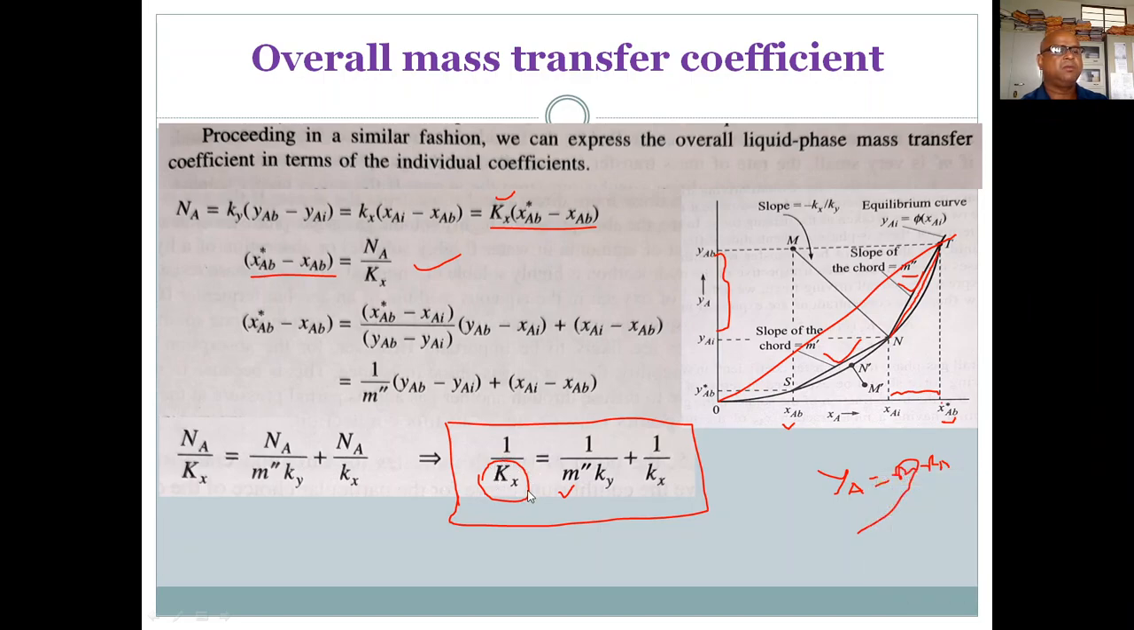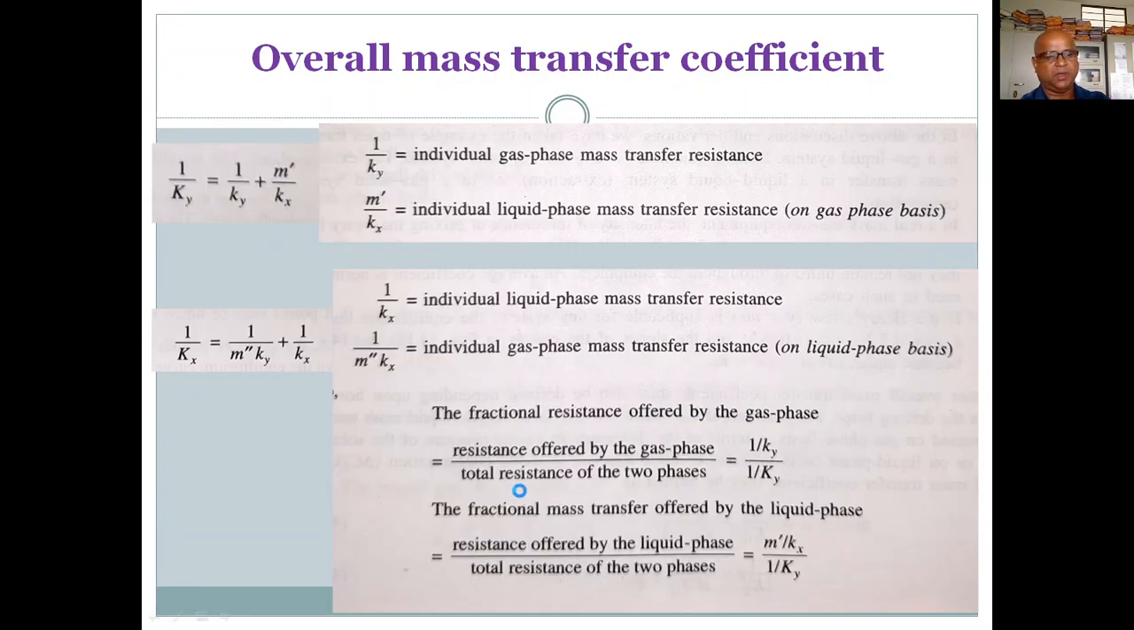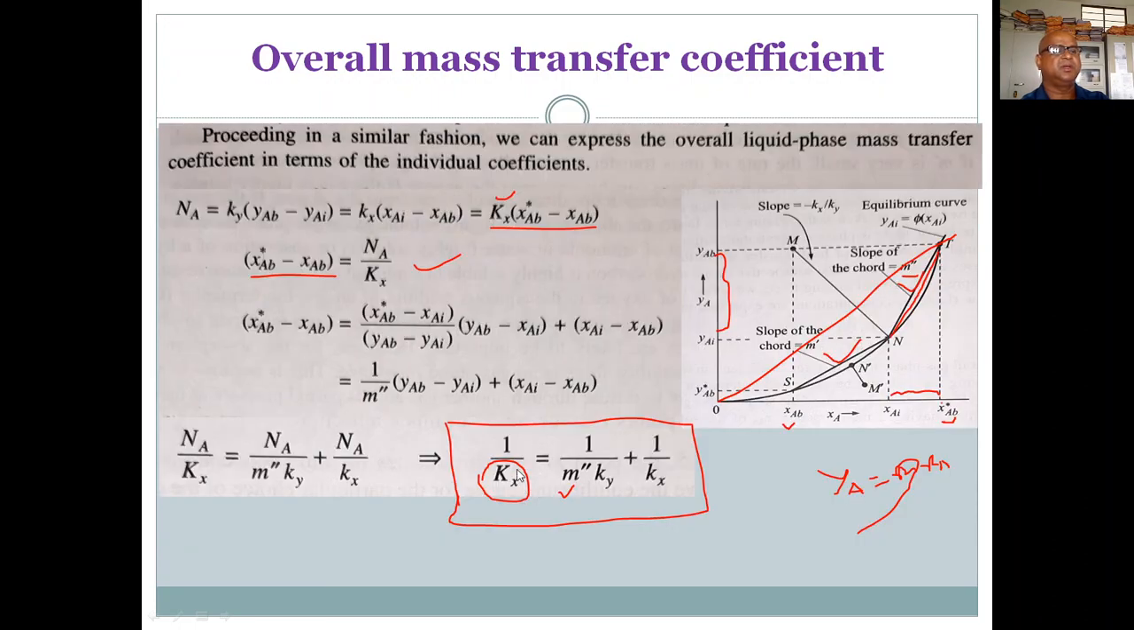So this is the overall mass transfer coefficient based on liquid phase. By driving force I am taking the liquid phase. So 1 by Kx is the total resistance, and kx is the mass transfer coefficient for the liquid side. So 1 by kx is the resistance from the liquid side, and this is the resistance from the gas phase.